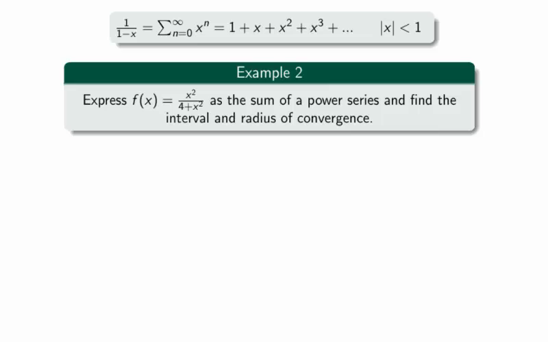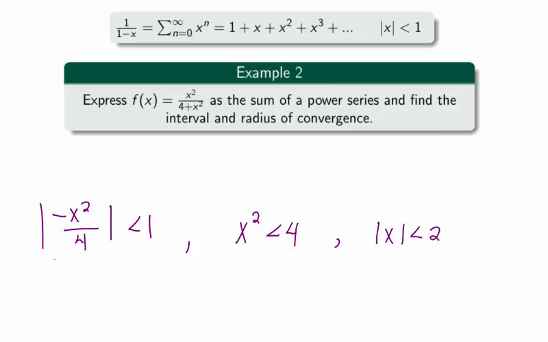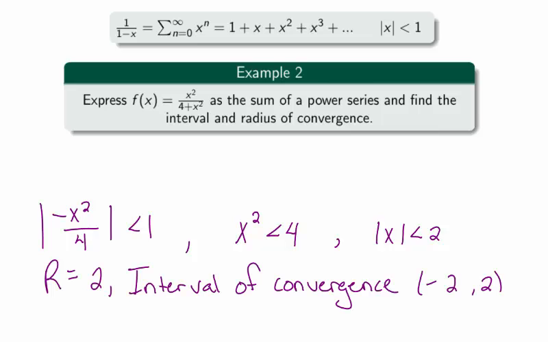Lastly, to find the radius of convergence, we substitute negative x squared over 4 into the inequality the absolute value of x is less than 1. We get the absolute value of negative x squared over 4 is less than 1, and so x squared is less than 4, and we get that the absolute value of x must be less than 2. Therefore, the radius of convergence is r equal to 2, and the interval of convergence is negative 2 to 2.